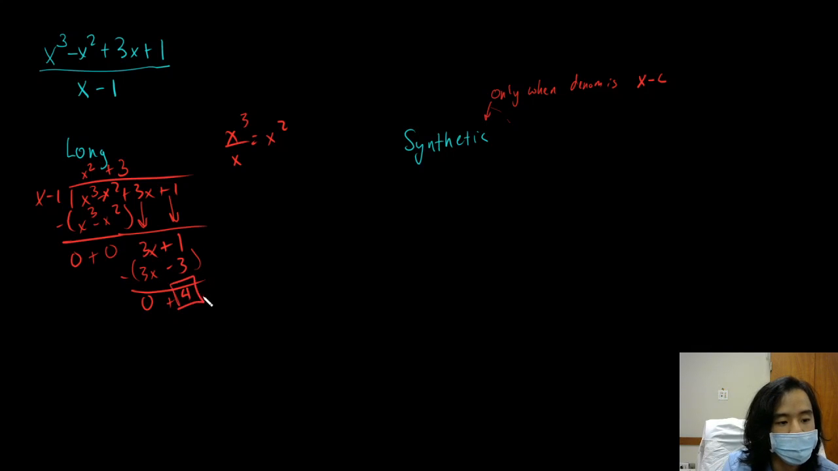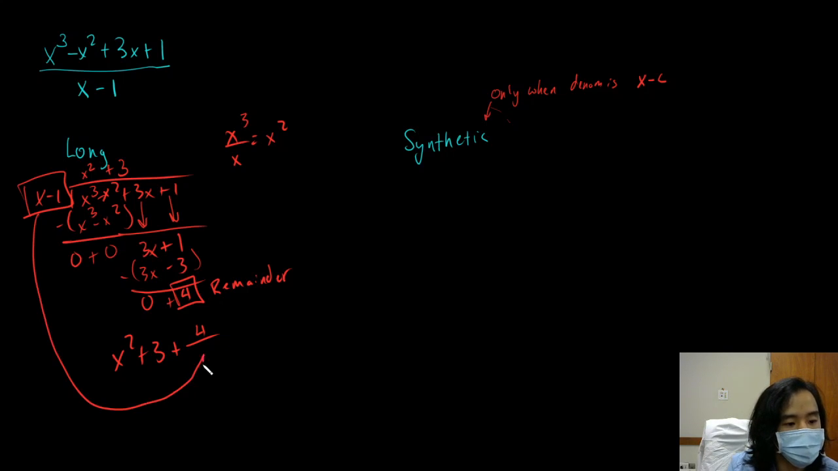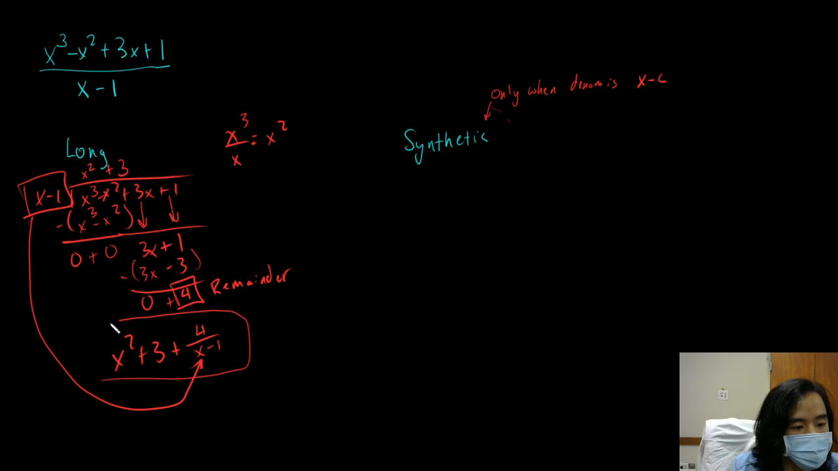So this, what you're left over with, is our remainder. So our answer is going to be x squared plus 3, and then plus your remainder on top of the fraction, and your divisor, so whatever we got here, this goes in the denominator. So this is going to be x minus 1. And this is our answer.